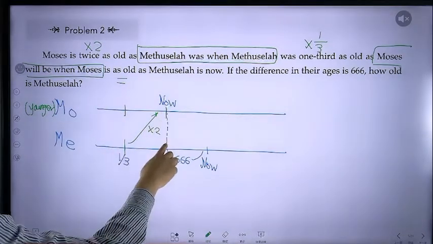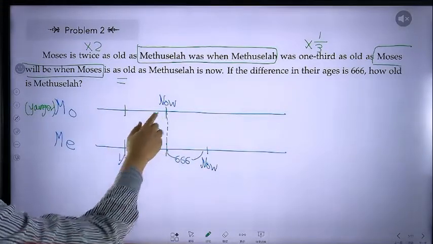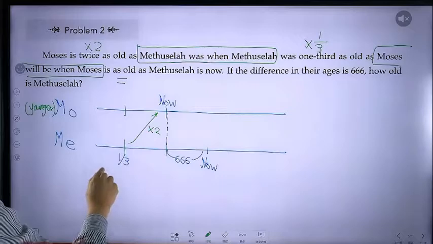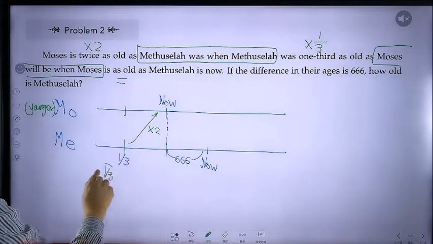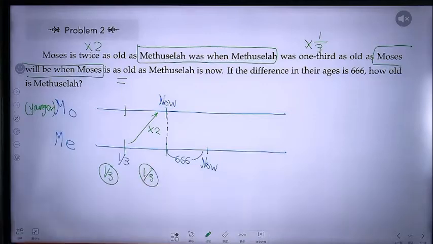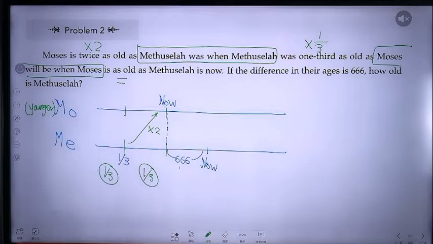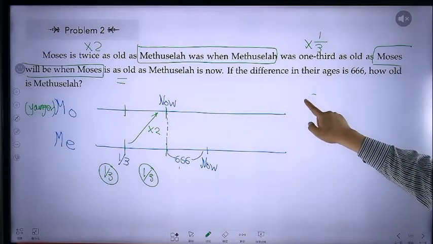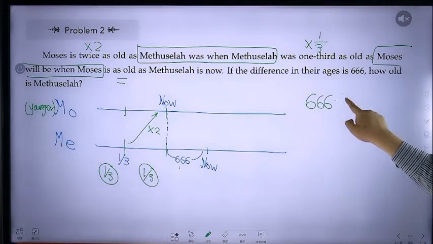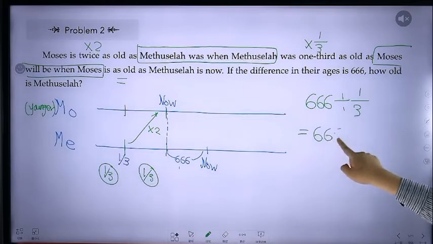And then these two ticks are the same because of the age difference. So that then should be because this is double, right? So if this whole thing is 1/3 of ME's current age, then there would be another 1/3, right? And ME's current age is what it is now. So this 666 would be just 1/3. So that is the thing that we can do. And so it will be 666 divided by 1/3. Of course, that is 666 times 3.